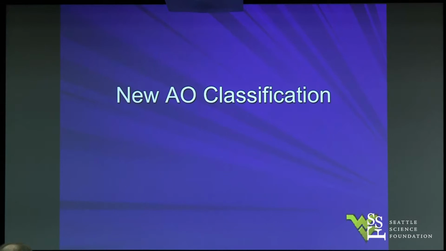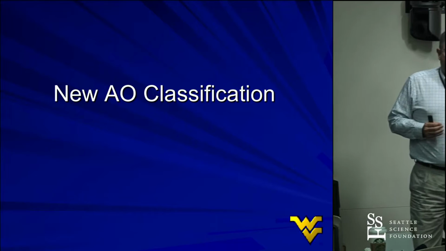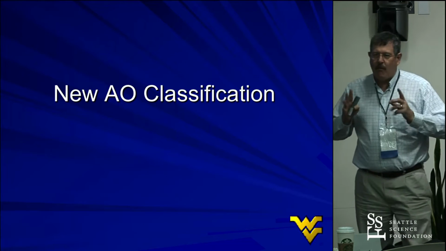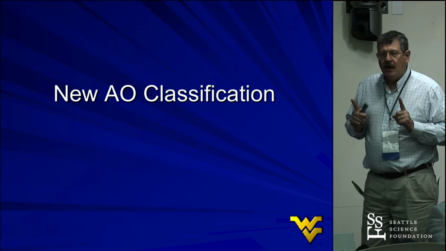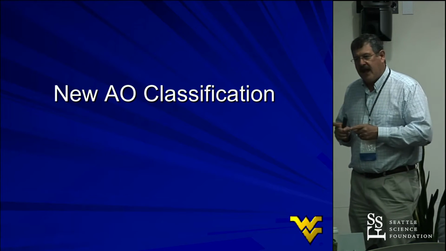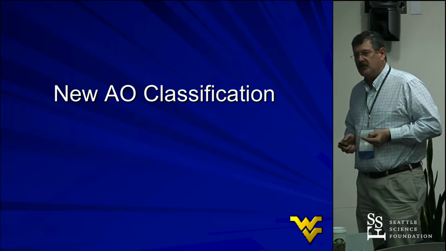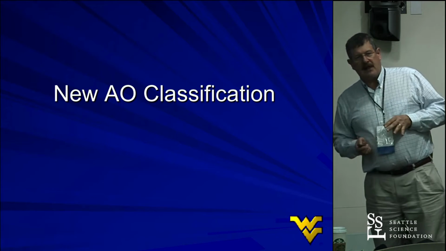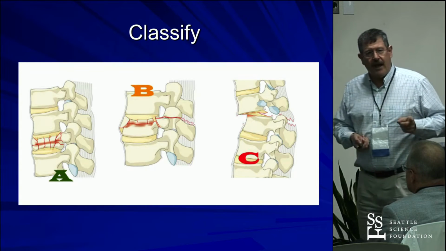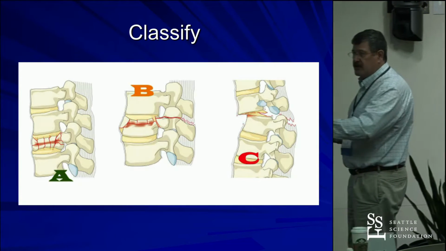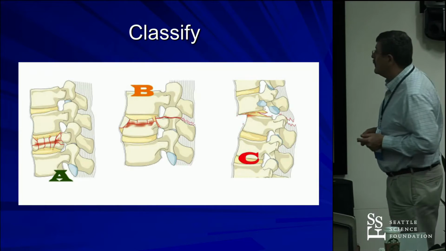So what happened next is, I think, very important, because the same people that were involved in TLICS were heavily involved in the AO, and people got together and said, well, maybe what we need to do is take the good parts of these classifications, simplify the AO classification, add something about the neurology, and maybe come up with a classification that we can use. So this is the new AO classification. I personally think this is a really good classification.